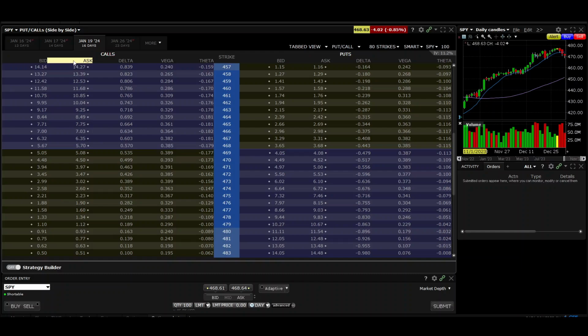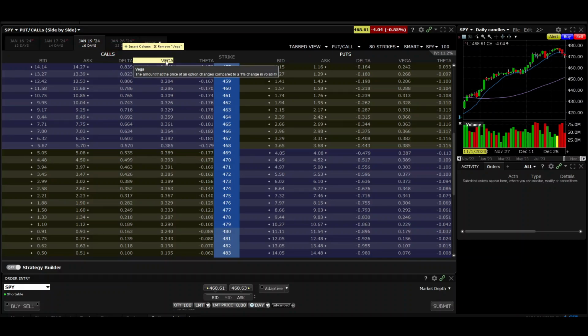Bid and ask are straightforward, I think. Bid is the price that the buyers are willing to pay for each option, while ask is the price the sellers are willing to take. As you can see, the bid-ask spread, which is the difference between the two, is pretty tight because SPY options are among the most liquid. Delta is an estimate of how much the option value will change given a $1 change in the underlying asset.